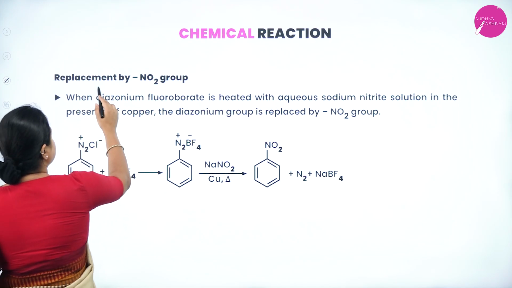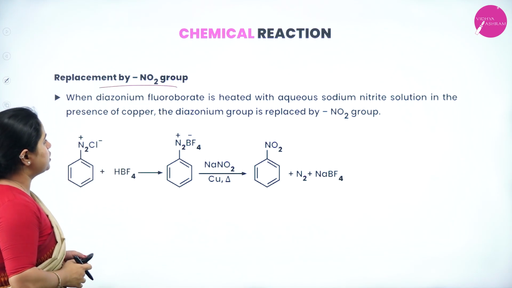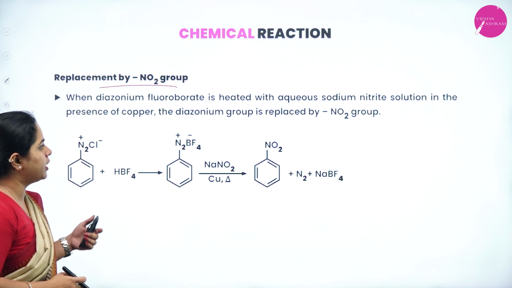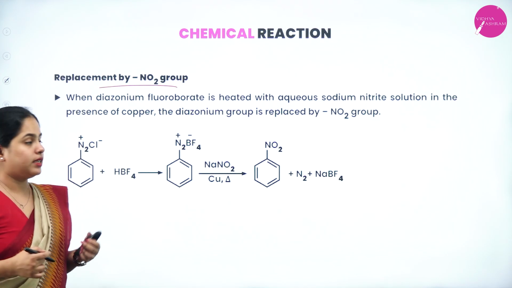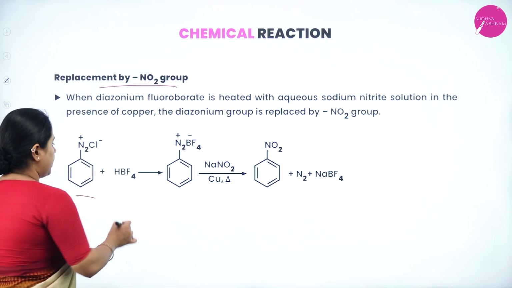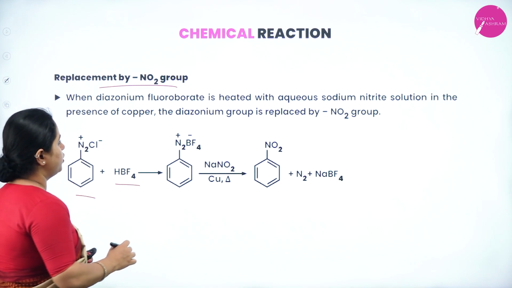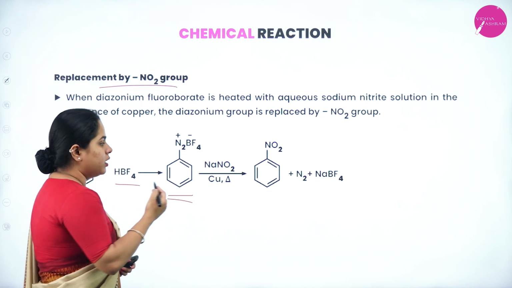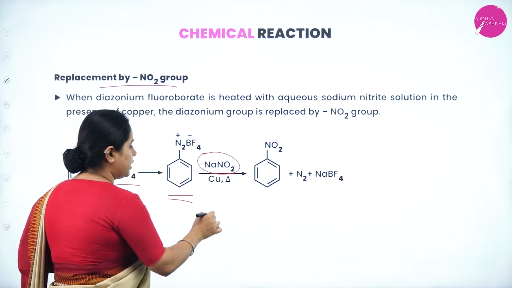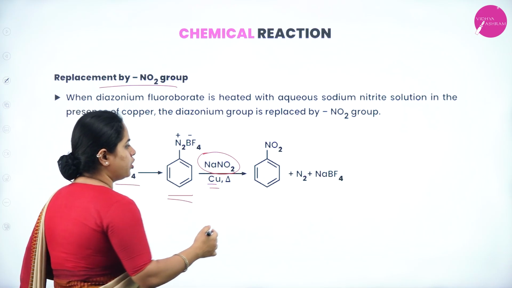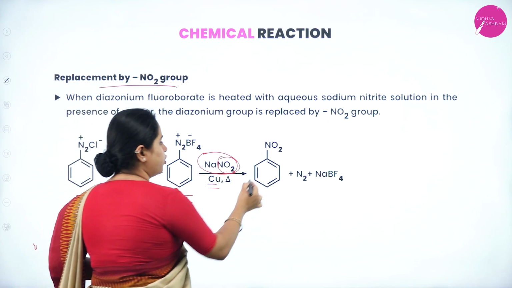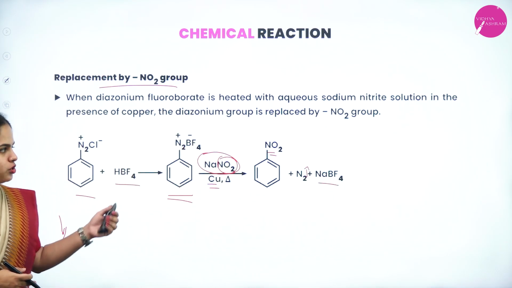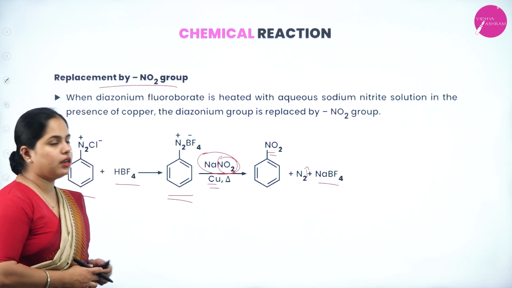Now moving on to replacement by nitro group, NO2 group. When diazonium fluoroborate is heated with aqueous sodium nitrite solution in the presence of copper, the diazonium group is replaced by nitro group. So let's see the reaction here. Benzene diazonium chloride reacts with fluoroboric acid. What are you going to get? You are going to get fluoroborate, that is N2 plus BF4 minus. Now it is going to react with NaNO2, sodium nitrite, and copper, and when we are heating it, what are you going to get? The nitro group in NaNO2 is going to be substituted here, and nitrogen gas again will be liberated with NaBF4. So this is the reaction involved when you have to obtain nitrobenzene.